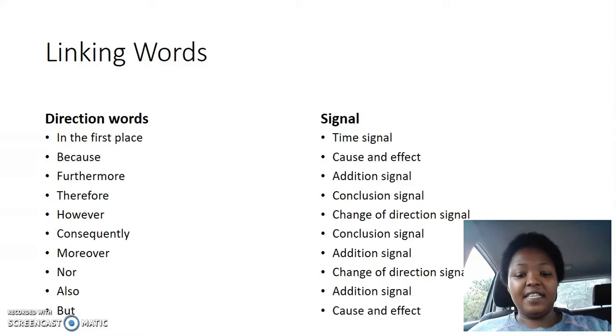Change of direction signals there is however, which shows you that now we are changing it. We are still on this topic. However, we are changing our direction by placing the signal, the direction word however. And then that is how your linking words work. Linking words make your piece make sense. They show the relationship between your sentences and what direction your academic piece is taking.